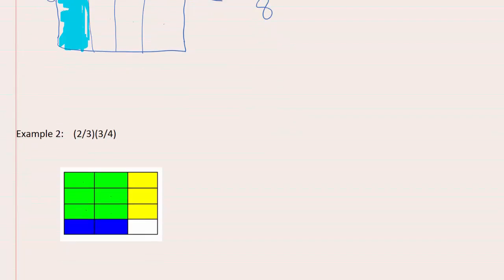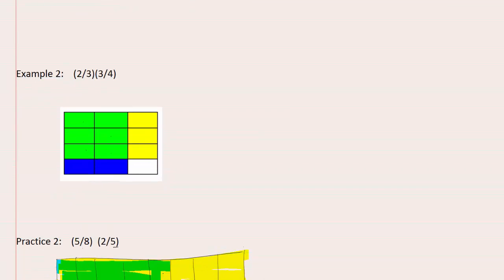Okay, so let's go on ahead, and now we'll do an example that's a little bit more complicated. Remember that when I have a number in parentheses and another number in parentheses and the two parentheses are touching, this means that I want to multiply these two numbers together. So here I've got 2/3, and I can see that this part of the box is 2/3 wide, times 3/4. We can see that this part of the box is 3/4 tall.